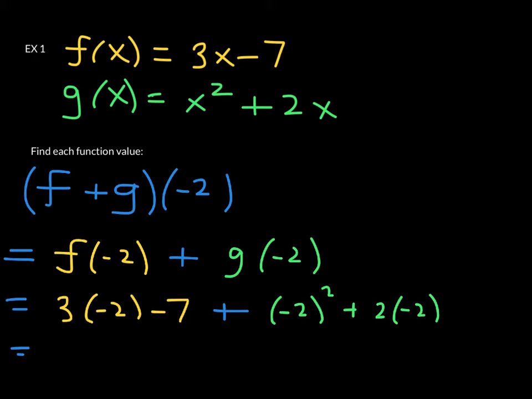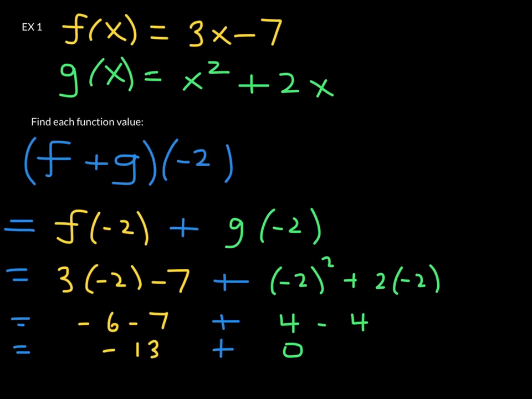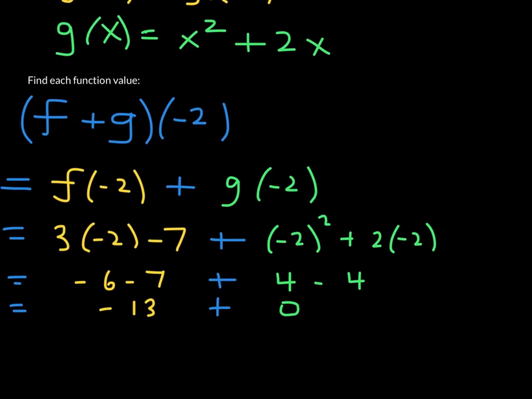Let's continue with this arithmetic. So this is what? Negative 6 minus 7 plus, and then negative 2 squared is positive 4, and then 2 times negative 2 is minus 4. Let's continue. So then this gives us negative 13 plus 0. Let me move the screen up a little bit here if I can. There we go. So then to finish this off, you can see that the final answer is negative 13. This is the function value.